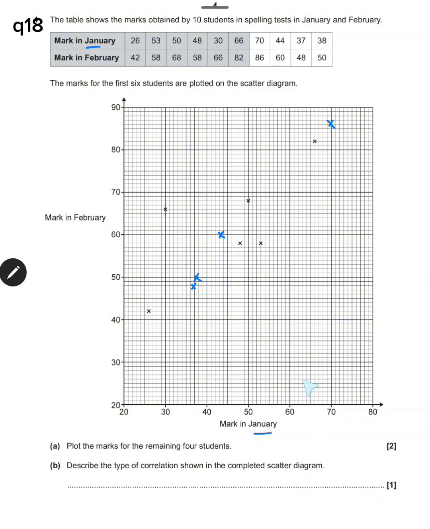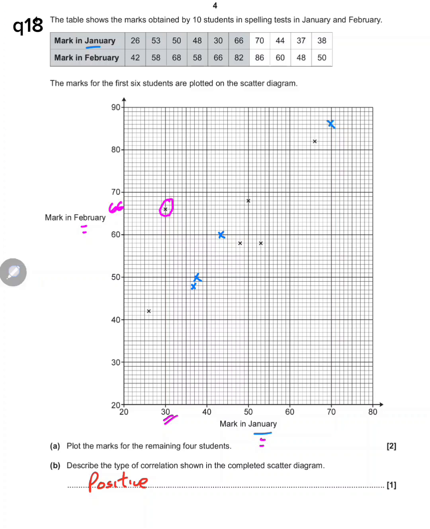It says in part B, describe the type of correlation. Well, these are moving upwards, and that would be positive correlation. Part C on the next page says, which student made the biggest amount of progress from January to February? And what we're looking for is someone with a low January score, but then a high February score. And I think the person that's jumping out is this person here. In January, they only got 30. And in February, they got 66. So that's the person with the biggest increase, low January score, high February score.